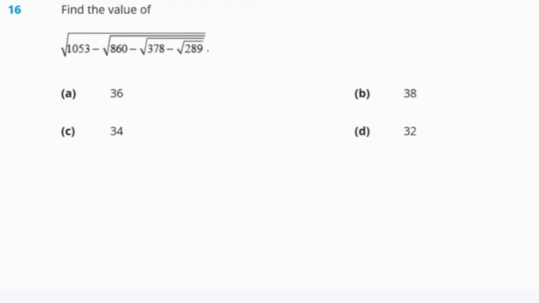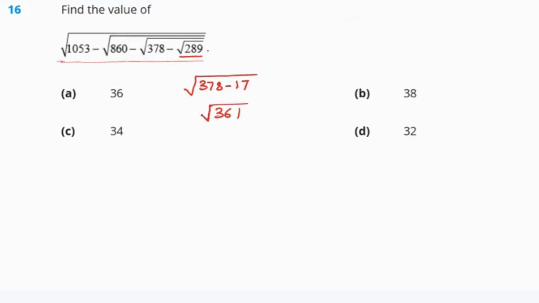Now let's talk about question number 16. It says this is the whole expression and we need to solve it. We will solve it from the innermost root. The root of 289 is 17 only. Now after this 17, we have 378, so in this root we have 378 minus 17. When we solve it, we will get 361, the root of 361.